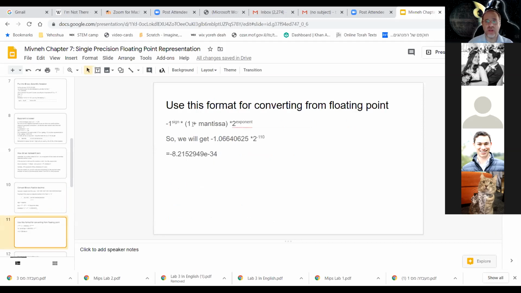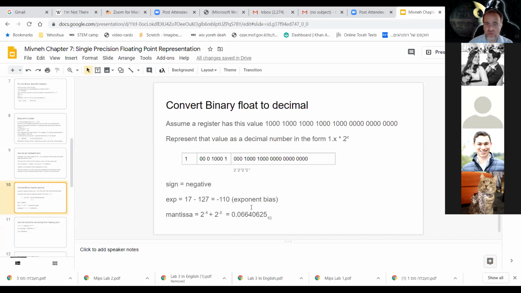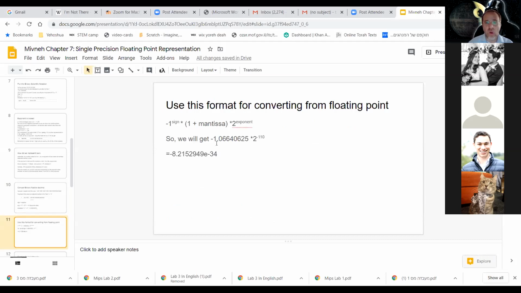Now I use this formula. And I say, take the mantissa. Remember, I have to add a 1 to it. So even though it was 0.66, remember that's what we had before, 0.664, etc., I'm now going to have 1.066. The sign is negative, so I'm going to put a negative. And it's times 2 to the negative 110. And if I punch that into my calculator, I get negative 8.21 times E means times 10. E means exponent. Times 10 to the negative 34. And that's my answer if I had that question on a test.